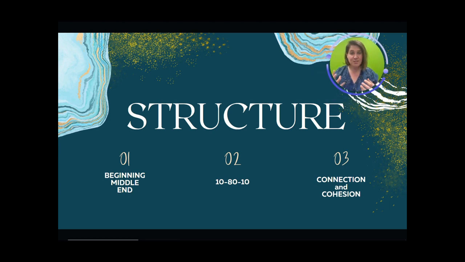Our last part is the shortest part. It's called structure. We're going to talk about beginning, middle, and end. Maybe a formula for you if you've never thought about the structure of your stories, of your lessons: 10, 80, 10, and then connection and cohesion.